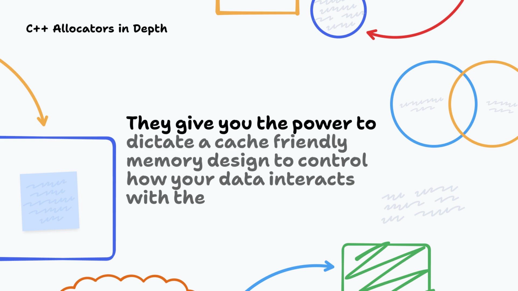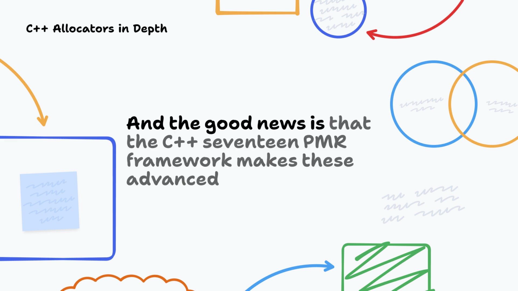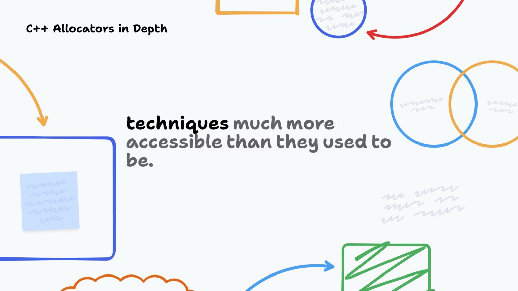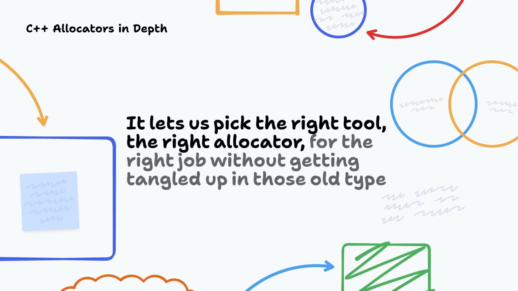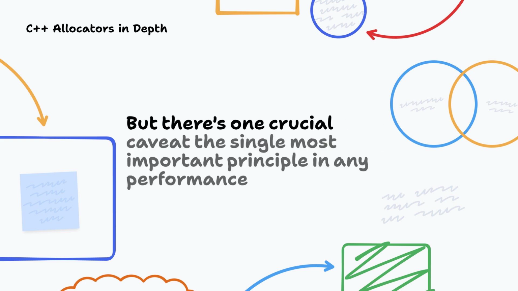They give you the power to dictate a cache-friendly memory design, to control how your data interacts with the fastest parts of the CPU. And the good news is that the C++17 PMR framework makes these advanced techniques much more accessible than they used to be. It lets us pick the right tool, the right allocator for the right job, without getting tangled up in those old type contamination nightmares. Definitely makes it easier to adopt these strategies, but there's one crucial caveat.